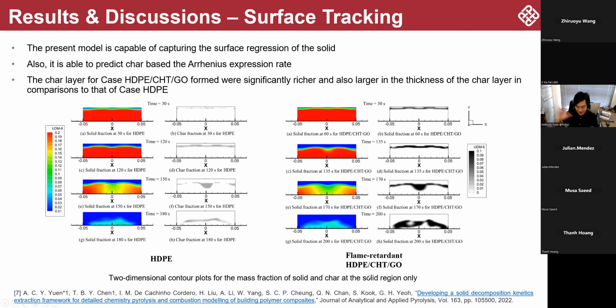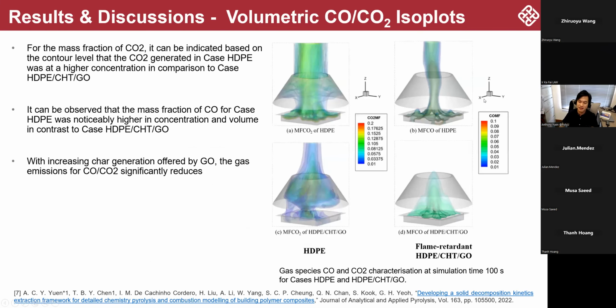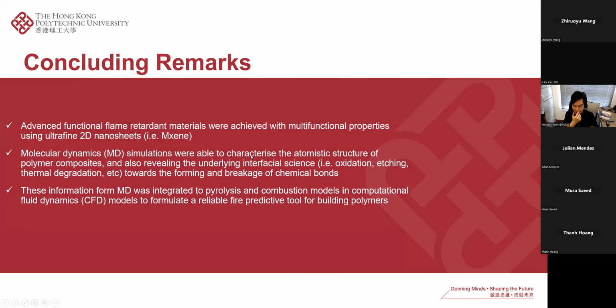And combining the MD with CFD, that's the good thing about it. We can look into detail the concentration of different chemical compounds such as CO2 and CO. We can actually look into more, but due to time constraint, I didn't plot the data for this information here.